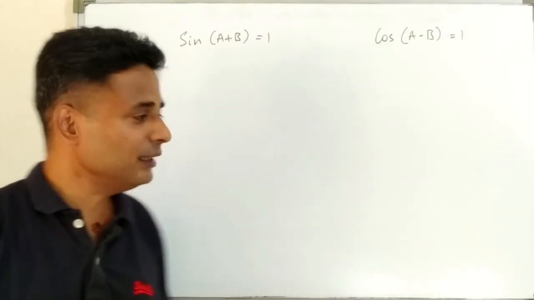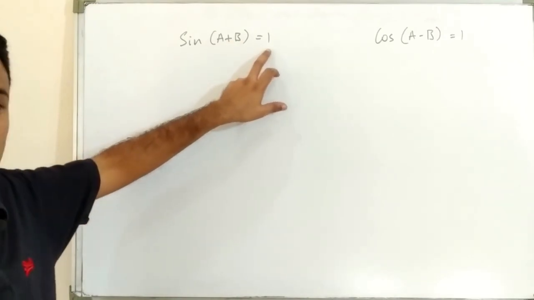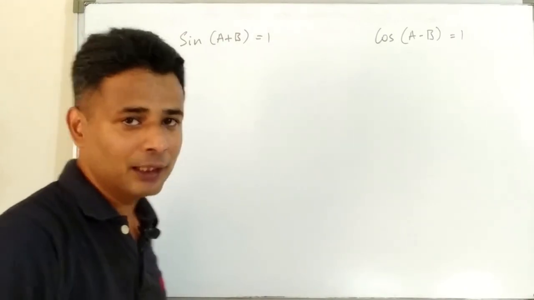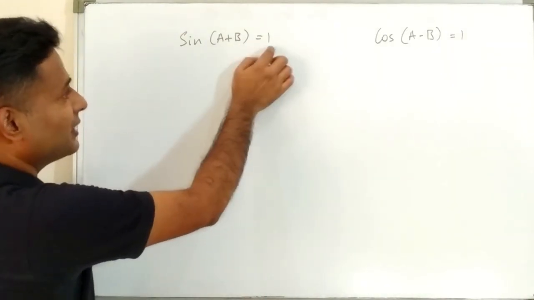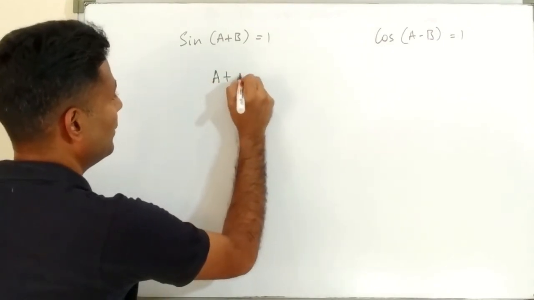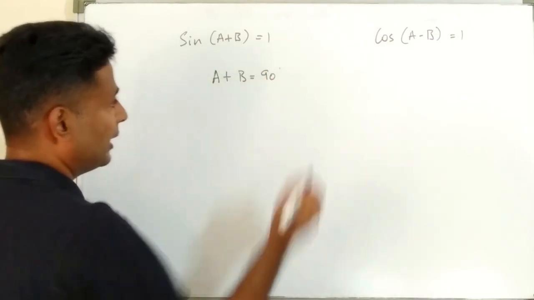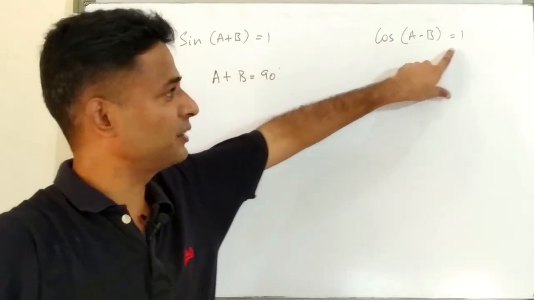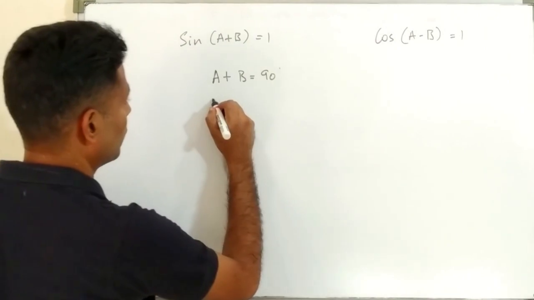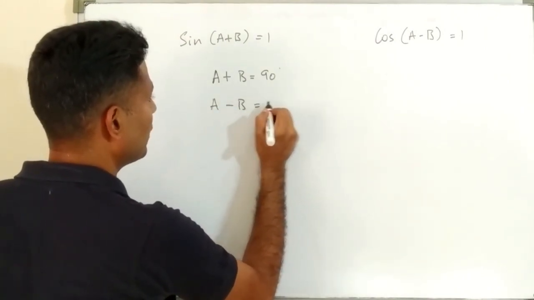Now the second question, they have said sin of a plus b equal to 1 and cos of a minus b equal to 1. And they've asked you to find a and b. So now sine of what is 1? Sine of 90 is 1, which means a plus b will be equal to 90 degree. Similarly, cos of what is 1? Cos of 0 is 1, which means a minus b will be 0. A minus b equal to 0.